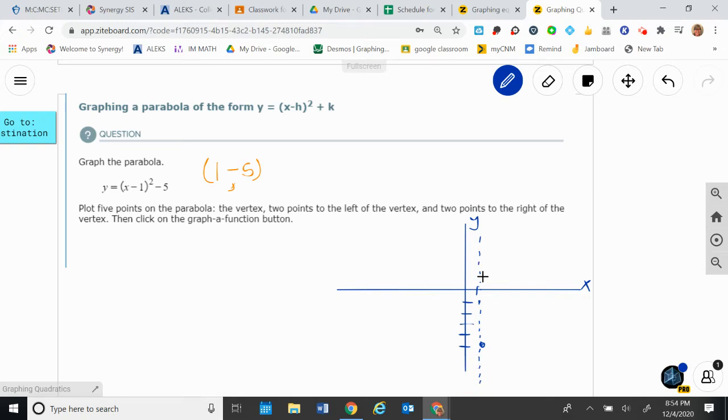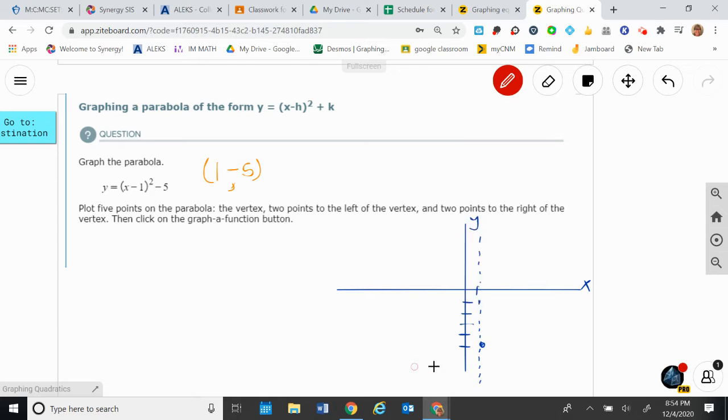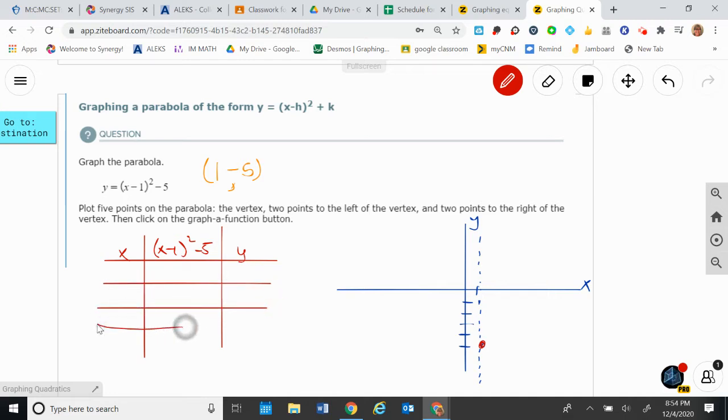Okay, you won't be able to draw the axis of symmetry, but it's very strange if you're doing it by hand to not draw it. All right, so here you go. Then we're going to make a table, X, okay? And then we're going to plug in (x - 1) quantity squared minus 5, and then we're going to pull out the Y, okay? And they want 2 to the right and 2 to the left. Okay, so 2 to the right, if we're at 1, 2 to the right is going to be 2 and 3.